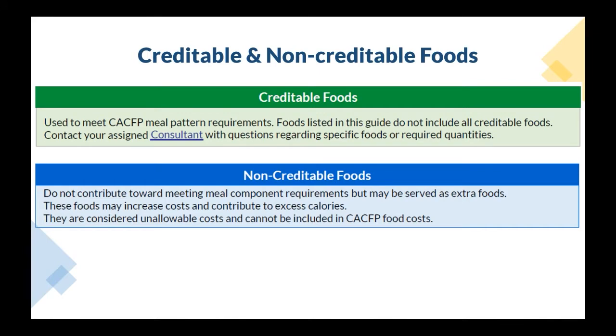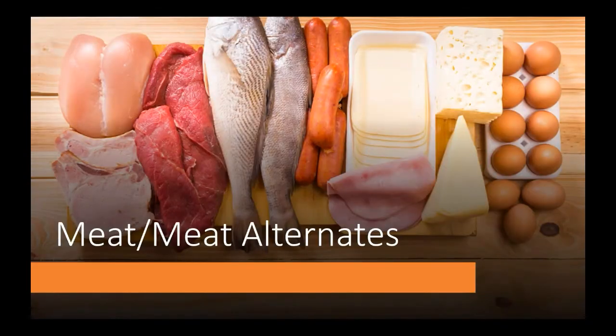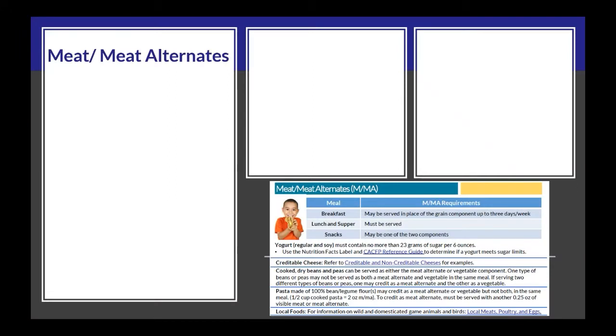So today's presentation will highlight some specific food items from each of these boxes for the meat alternate and grain components. Okay, so let's get started with the meat alternate component. We're going to go over a few points from the top of the meat alternate page of the guide first.